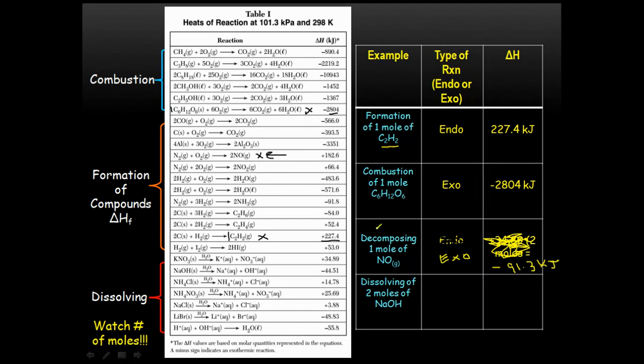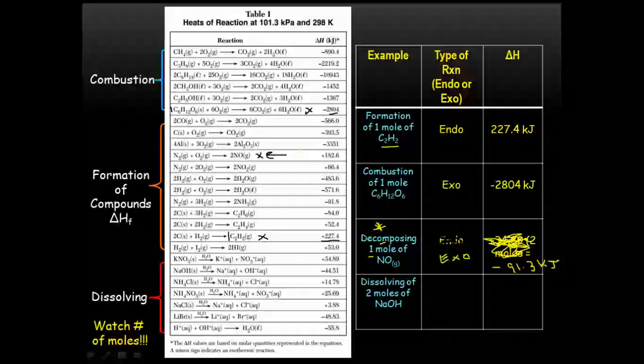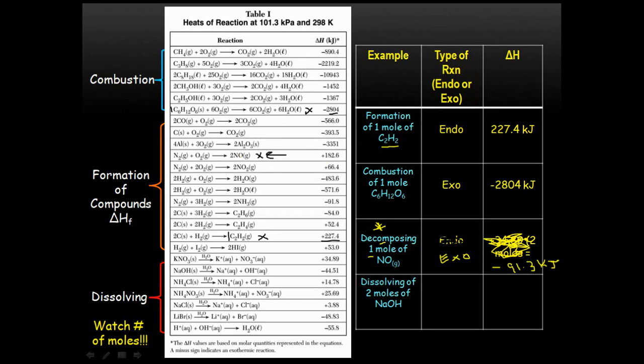So that one is a little on the tricky side, but you have to use it. Remember, decomposing 1 mole. So again, what are we doing? We're finding the appropriate equation. This would be a formation going forward. Backwards, we'd have to change the sign and then cut it in half because it's showing for 2. We only want to look at 1 mole.